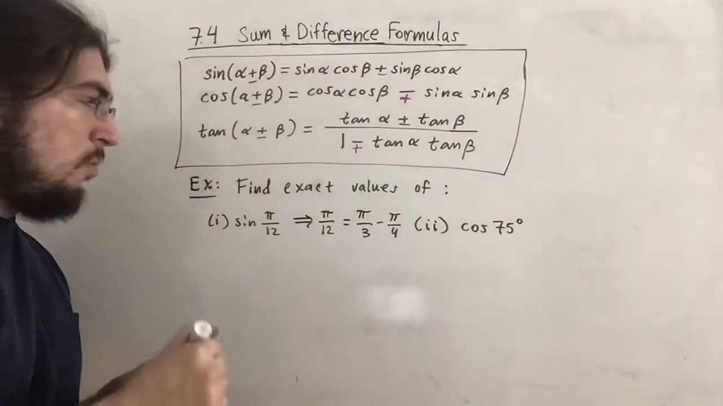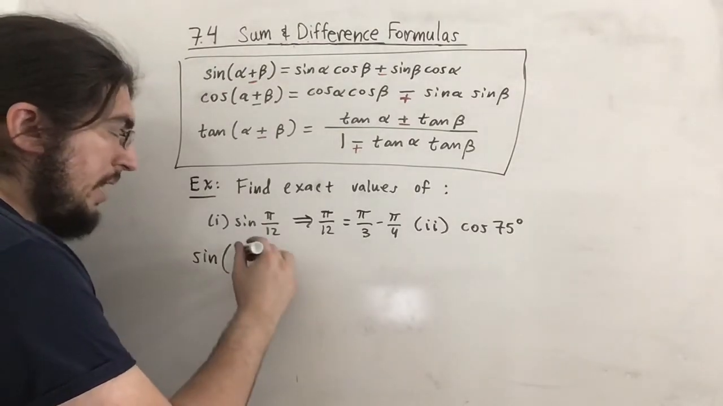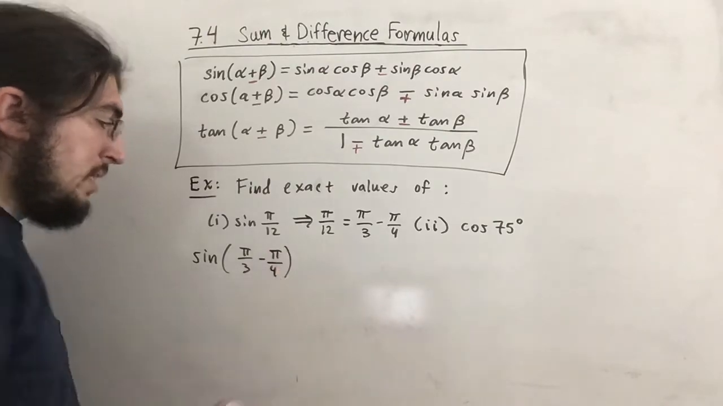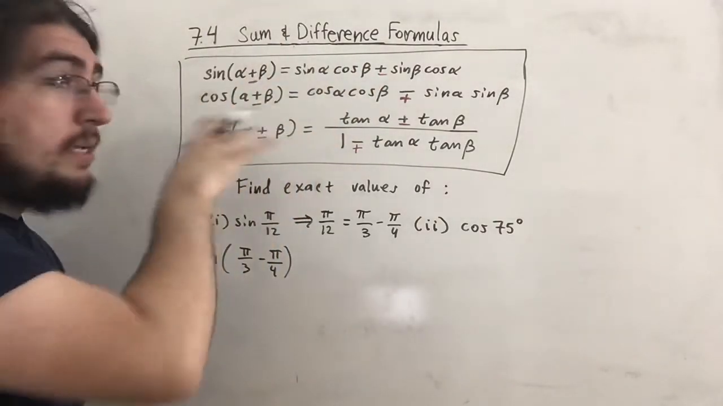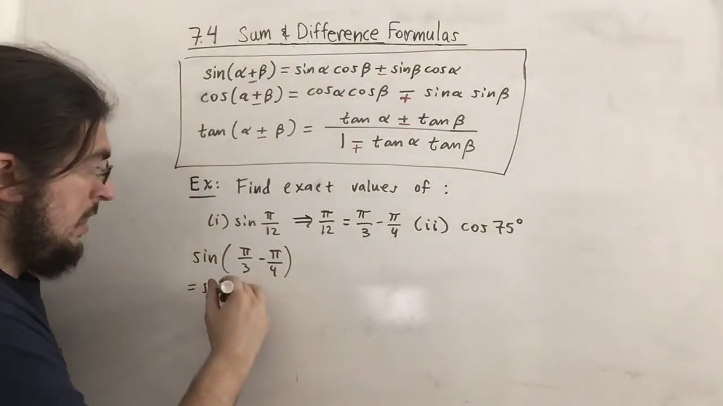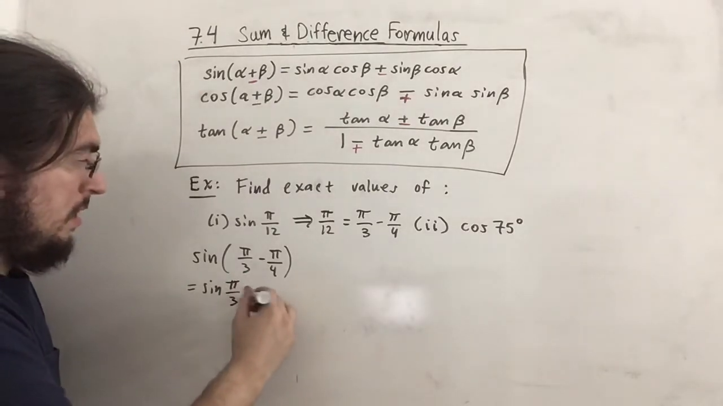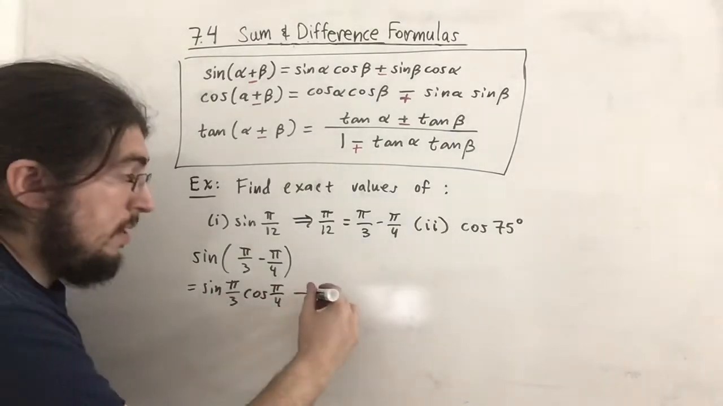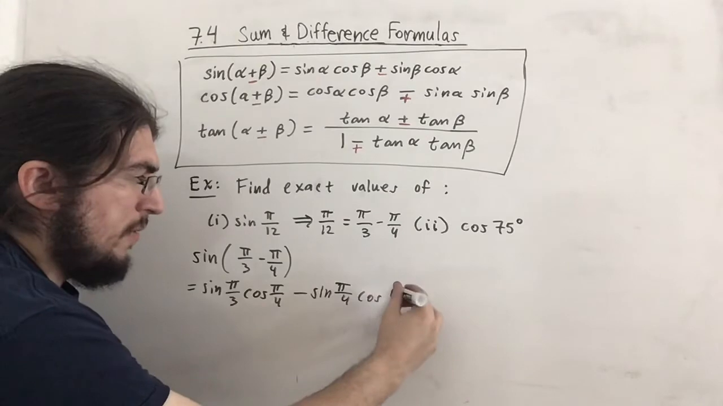So with that being said, we're going to basically use a difference formula. We're going to say this is the same as sine of pi over 3 minus pi over 4. So we're using the difference formula for sine, which is the top one with the red signs. So this is going to be sine of pi over 3 cosine of pi over 4 minus the other way around. So sine of pi over 4 cosine of pi over 3.